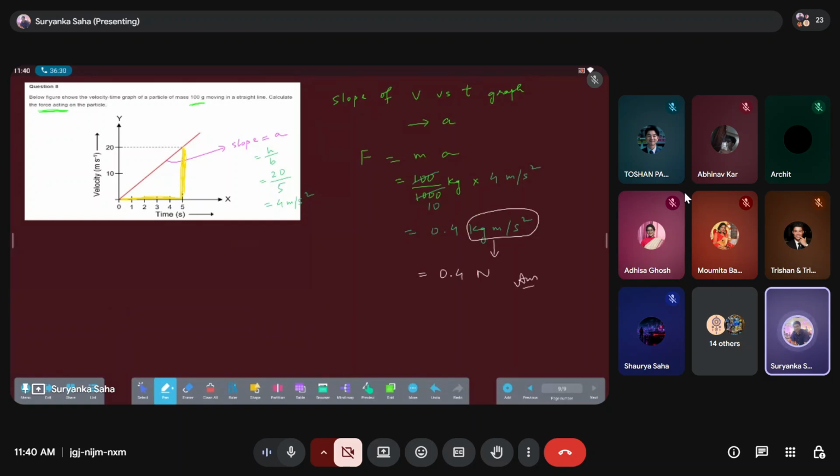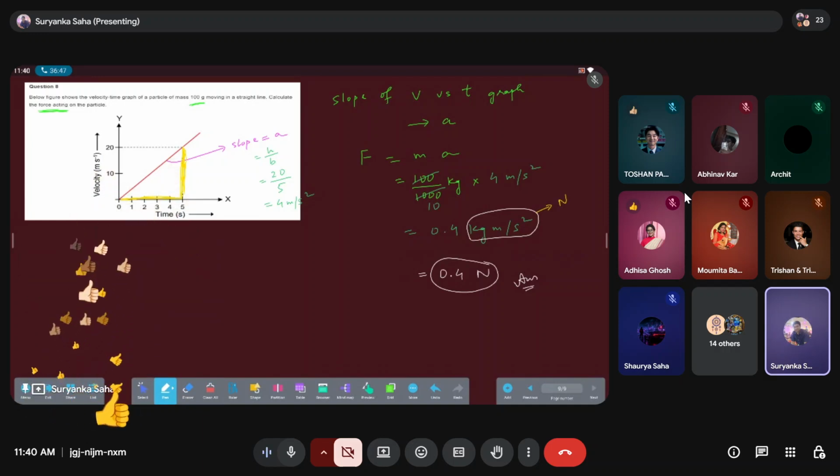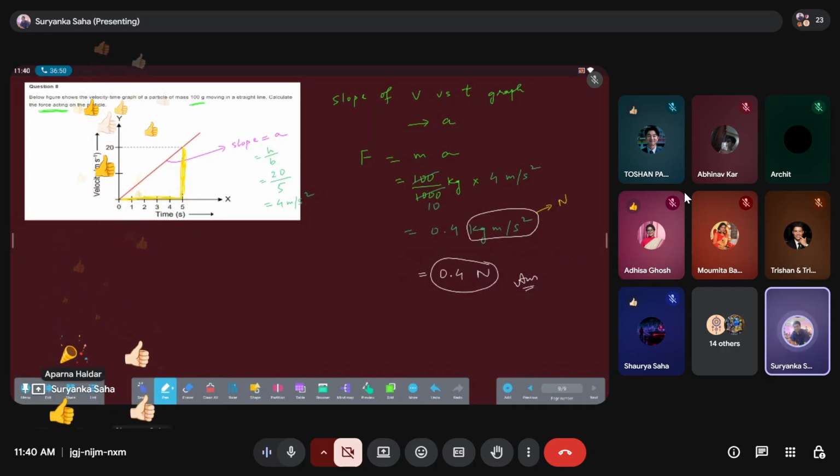That's the answer. Please check. Understood or not? Give a thumbs up if you have understood. Okay, this is Newton, the force acting on the particle. Very good.